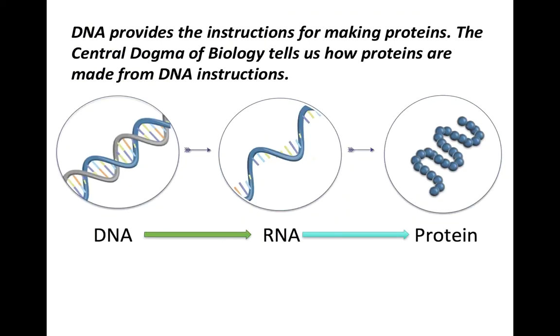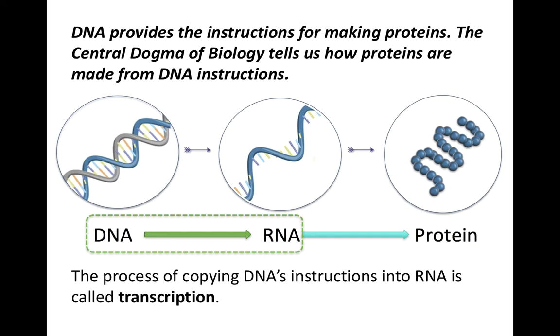So you guys are experts on DNA already. You know that DNA lives in the nucleus, but the information that's in that DNA and all those C's and G's and T's and A's has all of the instructions for making the proteins in our body. And the central dogma of biology says how DNA is converted into RNA, which is converted into proteins. So DNA into RNA is what we're going to be talking about today. How we go from DNA to RNA is a process called transcription.